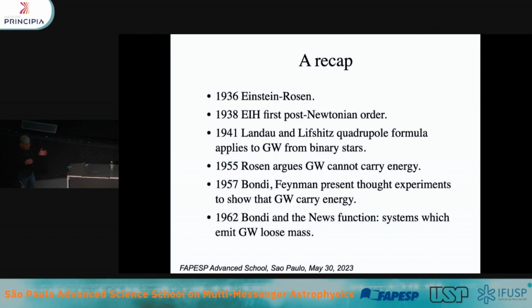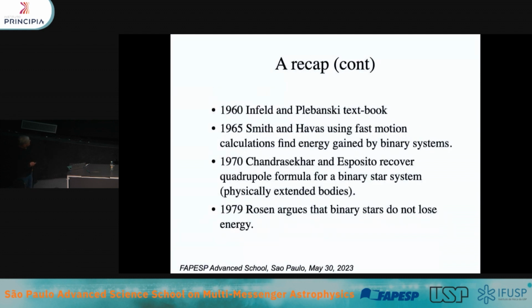One of the biggest problems in general relativity is that energy is not local, which makes it very hard to talk about what is the energy of a gravitational wave in principle. And in this formalism, Bondi developed something called the news function that was calculating things at infinity. So there was a powerful mathematical formalism, and it was showing that systems emitting gravitational waves were losing mass. It should be expected. And in the 60s, there was the first book that talks about gravitational waves.